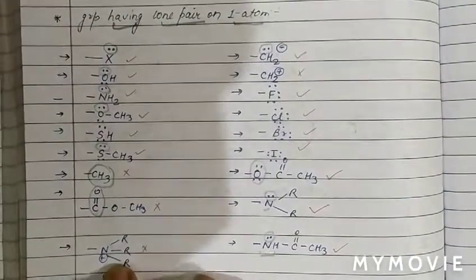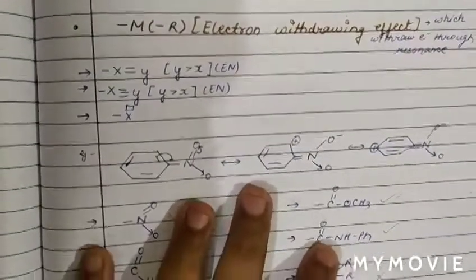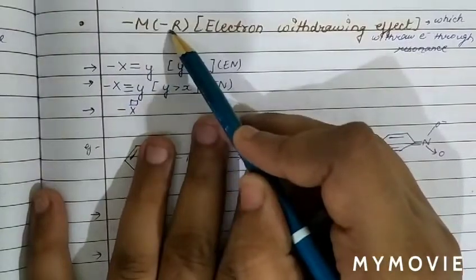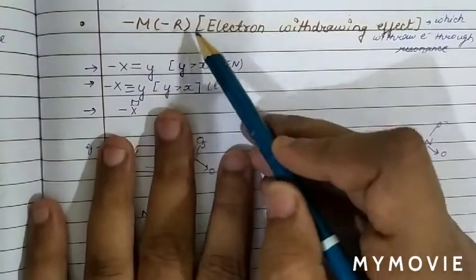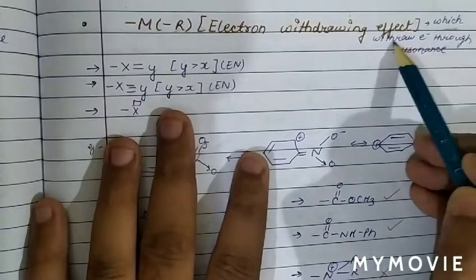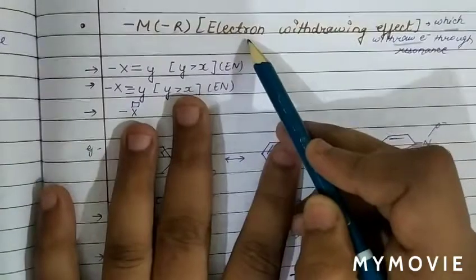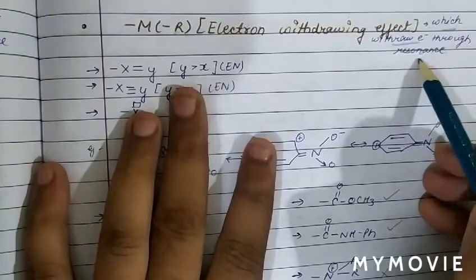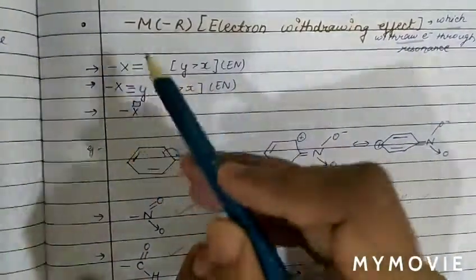Now we will discuss the minus M group. See, what are the minus M groups? As plus M and plus R groups donate electrons through resonance, while minus M and minus R groups we call electron withdrawing groups. So basically these groups withdraw electrons through resonance. So plus M and plus R groups donate electrons through resonance, while minus M and minus R groups withdraw electrons through resonance. See the condition for a group to be minus M and minus R.